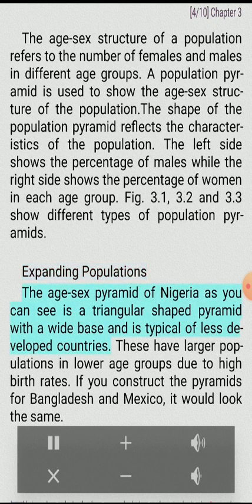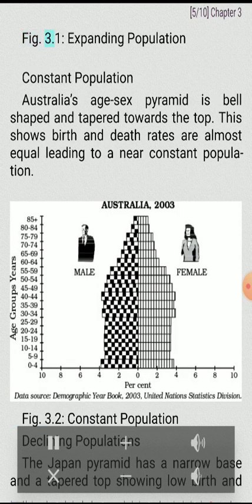Expanding populations. The age-sex pyramid of Nigeria, as you can see, is a triangular-shaped pyramid with a wide base and is typical of less developed countries. These have larger populations in lower age groups due to high birth rates. If you construct the pyramids for Bangladesh and Mexico, they would look similar. Fig. 3.1. Expanding population.